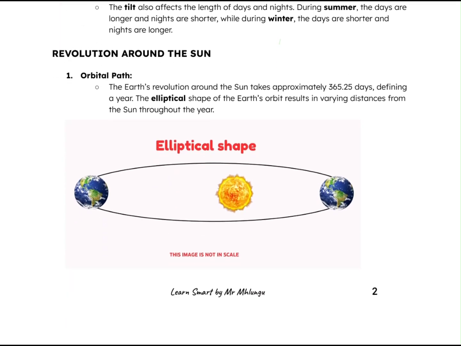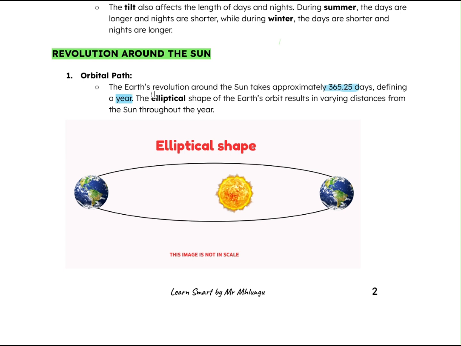Moving on. So, where are we now? We are on the revolution around the sun. Number one, orbital path. What we're saying here is that the Earth's revolution around the sun takes approximately 265.2 days. That is defining a period of 1 year. Now, the elliptical shape of the Earth's orbit results in varying distances from the sun throughout the year.